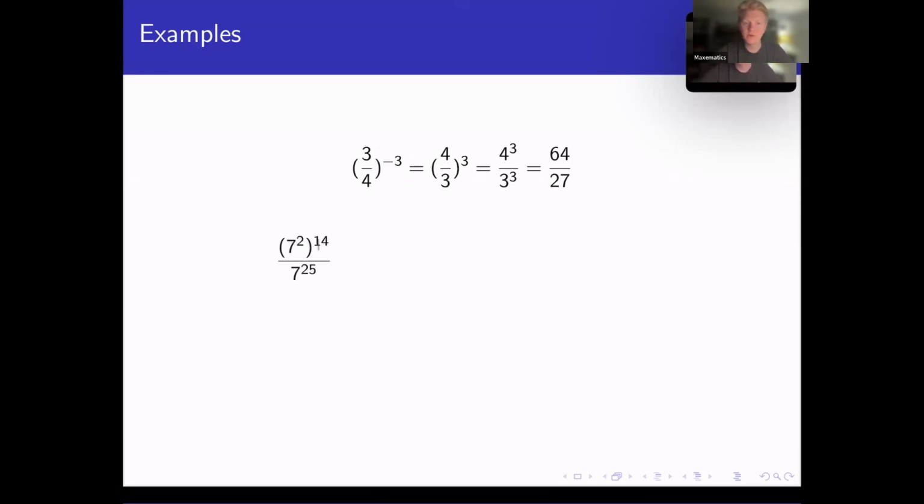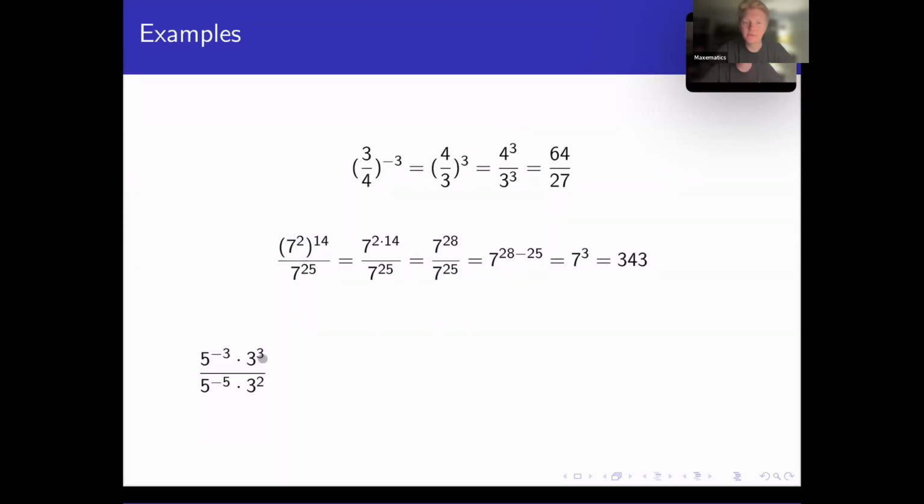7 squared raised to the 14th, all over 7 to the 25th. Don't put this into your calculator. It is very, very big. So what we can instead do is say, well, this is a power raised to another power. In that case, we multiply. 2 times 14 is 28. Well, now we have an exponential term divided by another exponential term, so we can subtract the exponents. 28 minus 25 is 3. 7 cubed is 343.